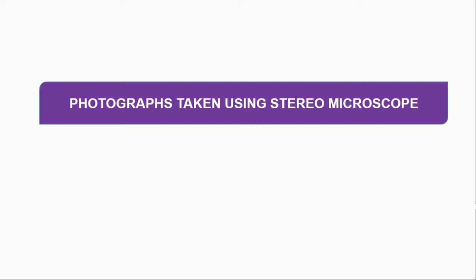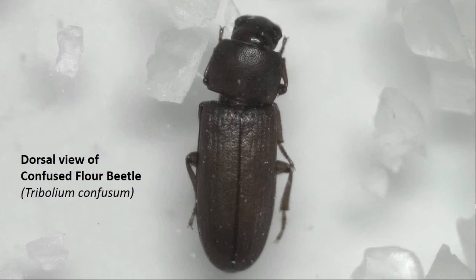Some photographs taken using stereo microscope. So this is the photograph of Tribolium confusum. It is floor beetle, large-headed floor beetle. See how you can see clearly the markings on the elytra. They were found in rice flour. The white structure that you see in the background are the pieces of rice.